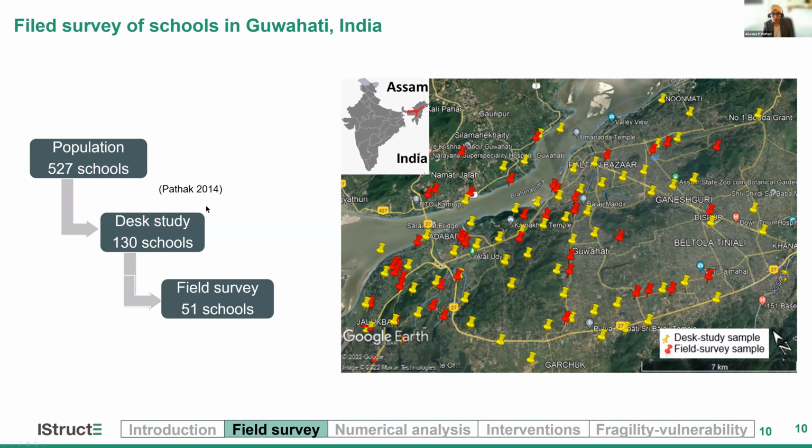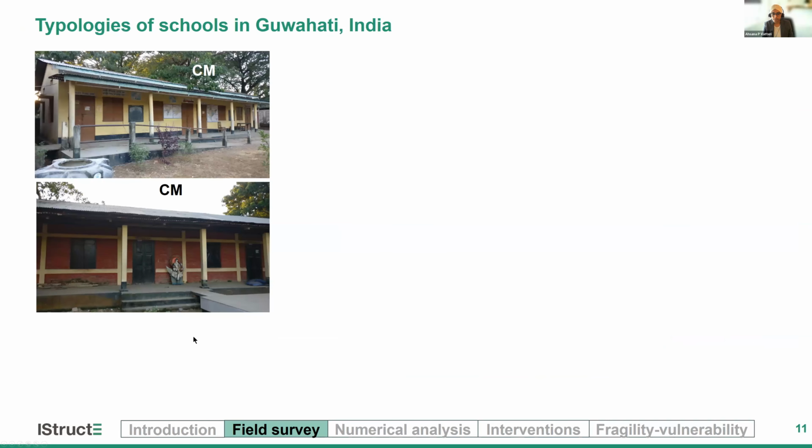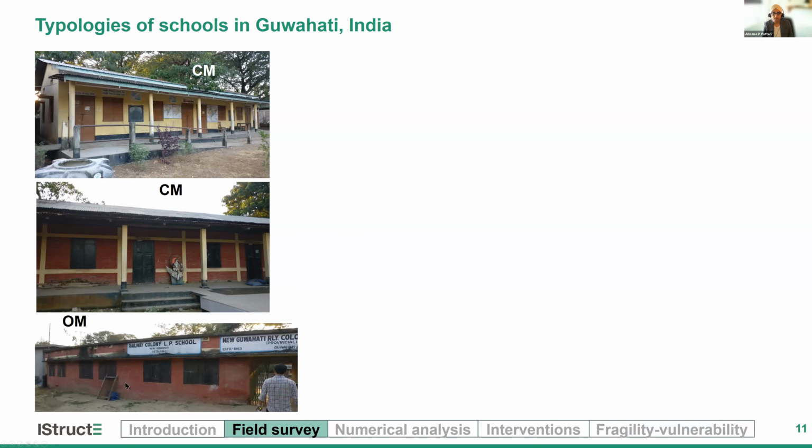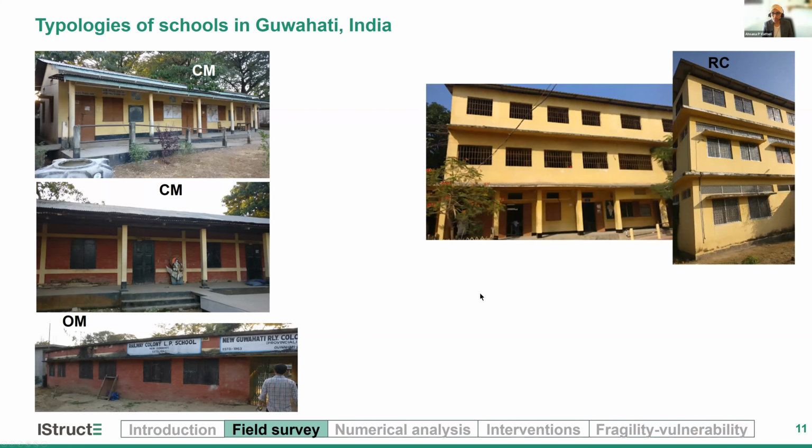There was an existing database of schools available in the city, which was used for a desk study and to identify a sample of schools to be visited during this field survey. The typologies mainly observed on site include confined masonry, as you can see here, with a varying level of confinement. There were ordinary masonry buildings with no confinement and no reinforcement. There are also several RC buildings with 3 or 4 story blocks.